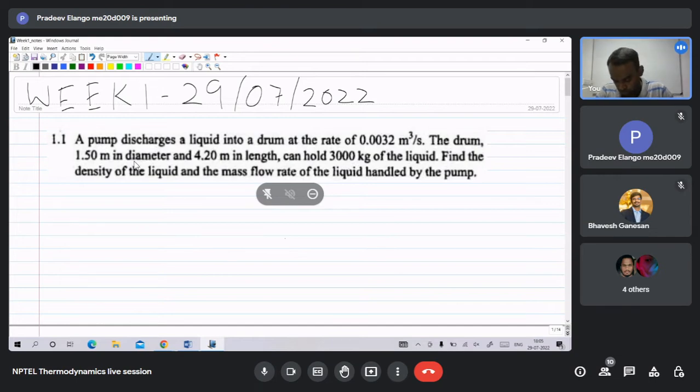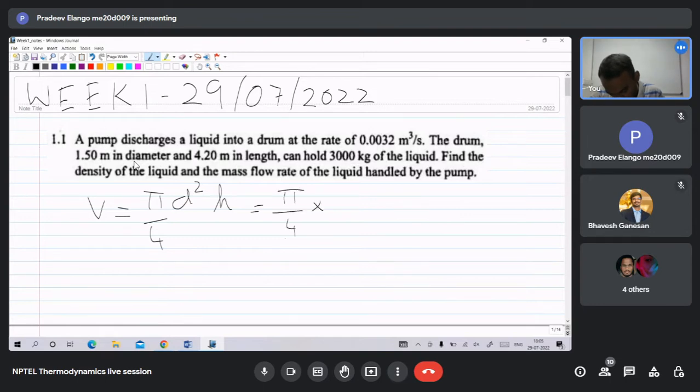container. So to calculate the volume, we have pi by 4 d square into h. So this is given by pi by 4 into 1.5 square into 4.2. So I hope you have the calculators ready with you. So this turns out to be 7.42 meter cube.